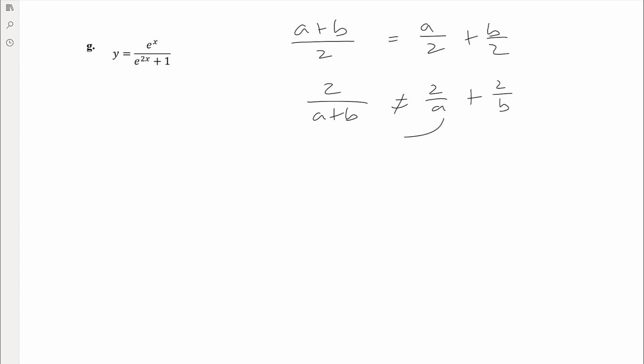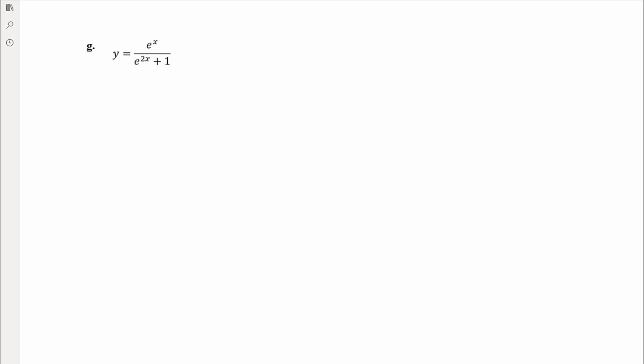Going back this way would require a common denominator, which would mean you get 2b plus 2a over ab, which is not that. So you can't just break up the denominator of a fraction. You can break up a fraction by splitting up the numerator all over the same denominator, but you can't do it the other way. So this one can't be simplified in any way, and therefore we're going to be forced to use the quotient rule.